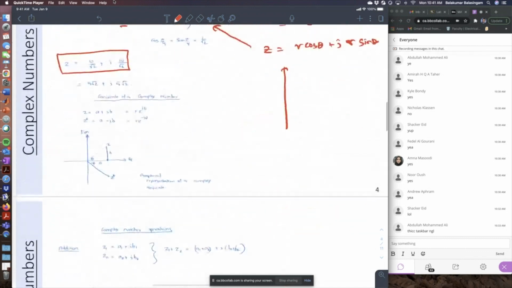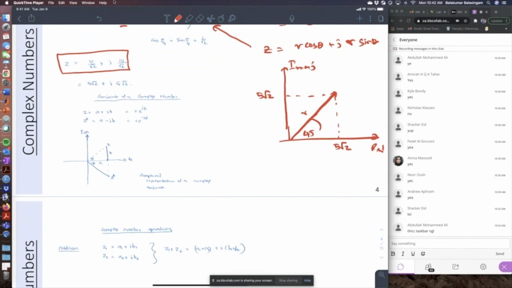If I just draw that, it's going to be 5 square root of 2 on the imaginary axis and 5 square root of 2 on the real axis, and it's here. The angle is 45 degrees. That's all.